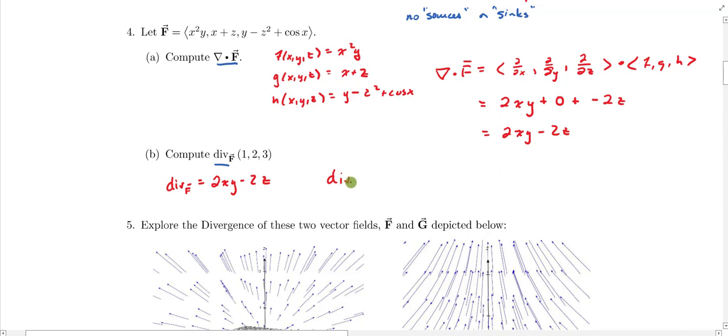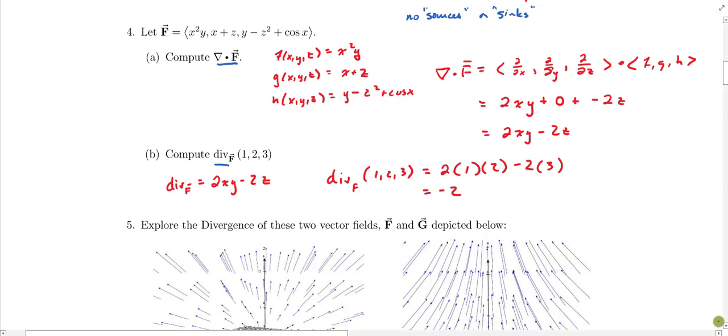And so if we want to compute the divergence of f at the point 1, 2, 3, that's going to be 2 times 1 times 2 minus 2 times 3, and that comes out to be negative 2. So the divergence at the point 1, 2, 3 of our vector field f is negative 2, which means that for any small area or small region placed around the point 1, 2, 3, if we look at the vectors in that small region, we would have sort of a net influx of vectors as opposed to a net outflux. That's because the divergence there is negative, meaning that around the point 1, 2, 3, the vector field is behaving more like a sink than it is like a source.